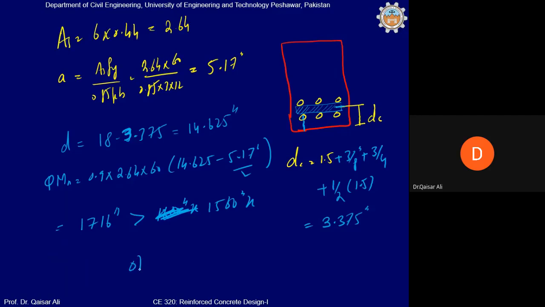So this was the final step in the design of a reinforced concrete beam, singly reinforced concrete beam. Clear? Now, if you have any question, you can ask. Otherwise, we will start the design example given in the slides. These are the things we have already discussed. We will just quickly go through that example. Any question?